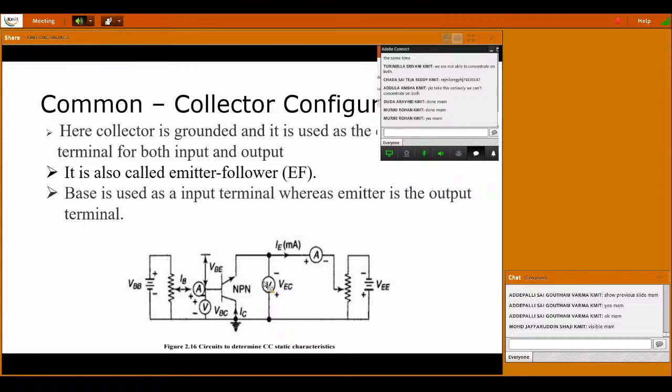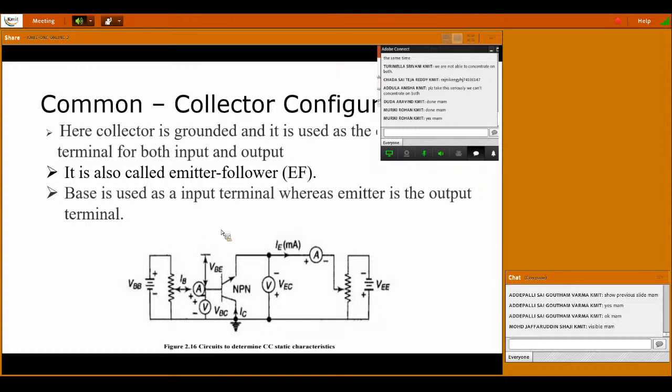So based on the applied voltage at base to emitter junction only, the amount of charge carriers will diffuse into the collector terminal. So your collector is following the emitter, hence it is also named emitter follower. In emitter follower, we take the output current at the emitter terminal.